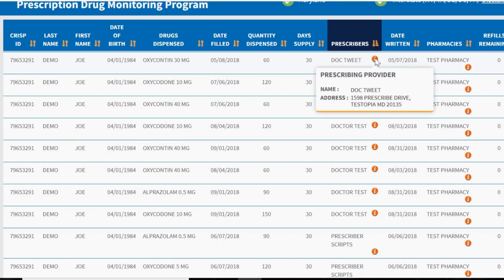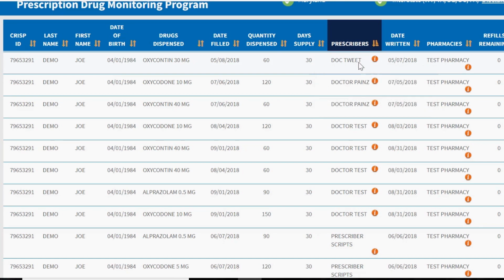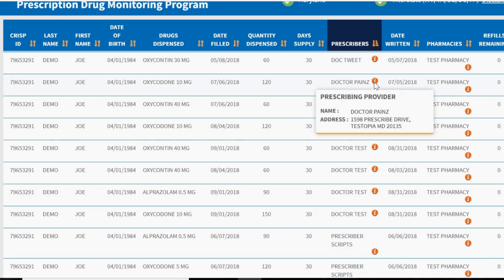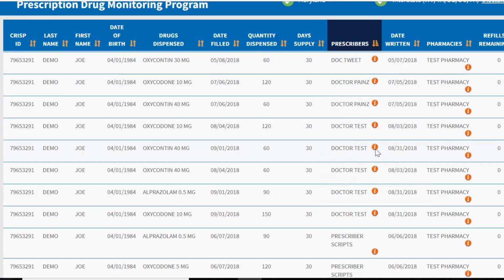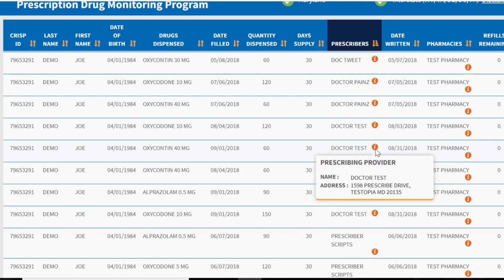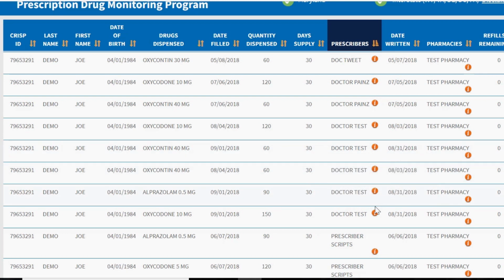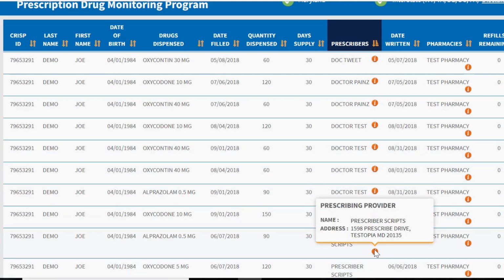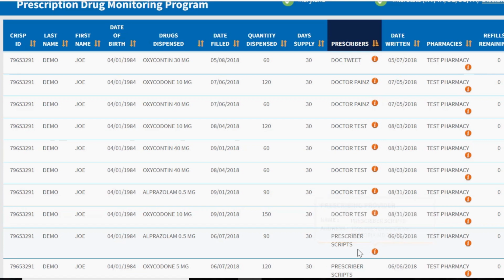If I click on the prescriber's header, this will sort by the prescribers. I see that the patient receives most of their prescriptions from Dr. Test and some prescriptions from Dr. Tweet, Dr. Paynes, and prescriber scripts. I can hover over the eye or the tooltip beside the prescriber's name to review their information. By doing this, I notice that all of the prescribers have the same address of Prescribed Drive in Testopia. I would assume that these prescriptions are all being prescribed by colleagues of Dr. Test within the same office when that doctor is out.